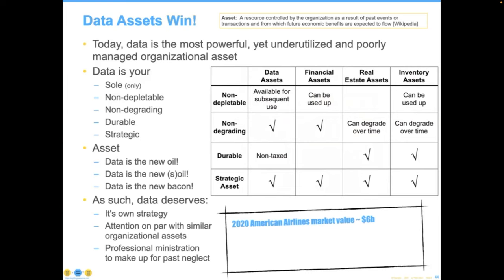Now, just very briefly here, an example: in 2020, American Airlines was valued by the marketplace, the value of the stock, at $6 billion, and yet their data in their frequent flyer program was valued at tens of billions of dollars, more than that. The same thing was true here for United.